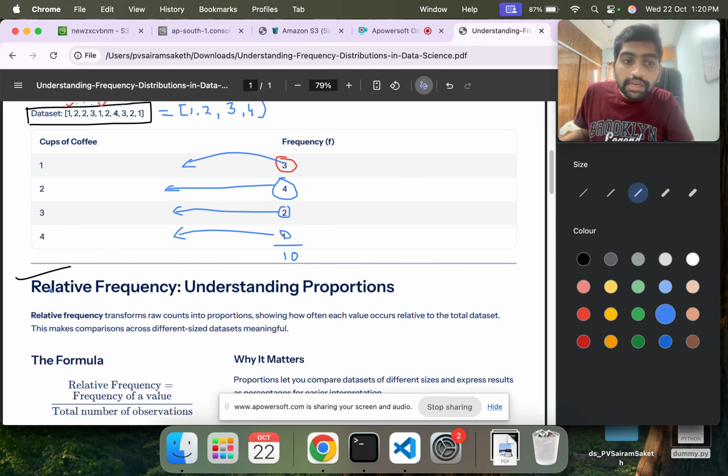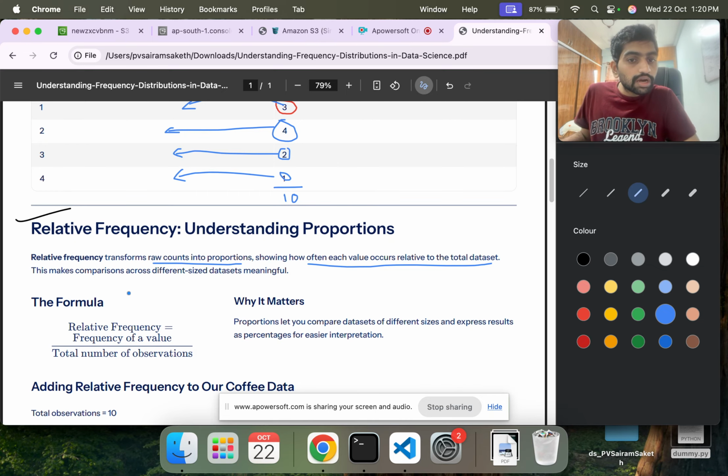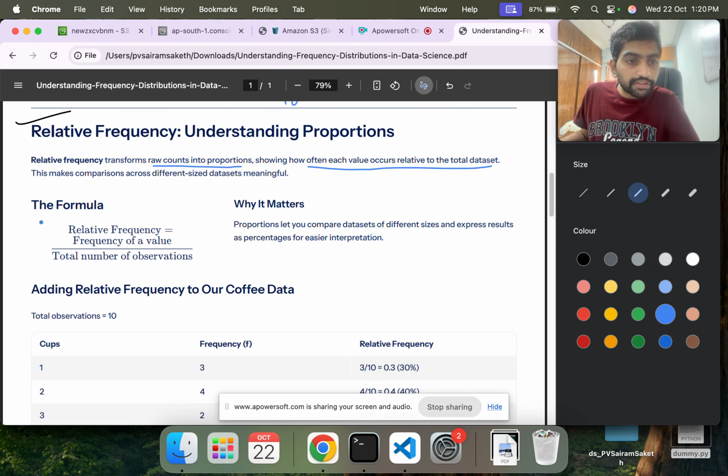So what is relative frequency? Relative frequency turns raw counts into percentages. Like how much of this value is present in the data set, what percentage of the data set has this value. This particular thing will be explained by the relative frequency. So now to calculate relative frequency we will be using this particular formula.